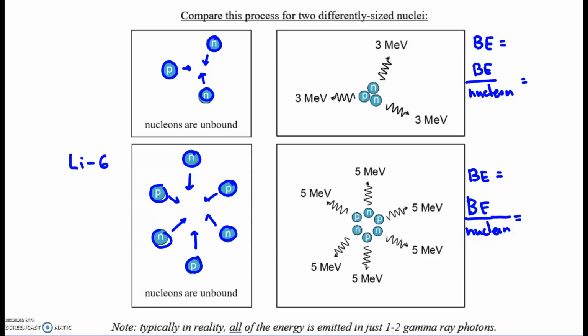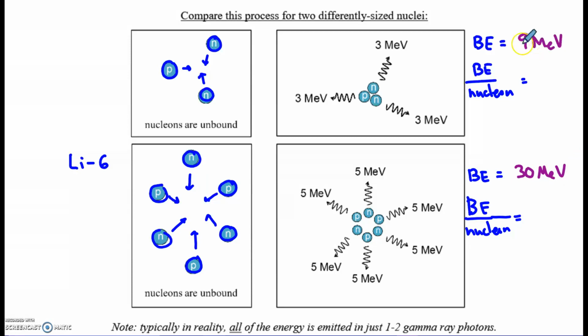Well, binding energy is just the total energy lost when a nucleus forms from free or individual nucleons. So what's the total binding energy here? It's just 9 mega electron volts. And what's the binding energy for this nucleus? Well, it's the total that you lose, which is 30.